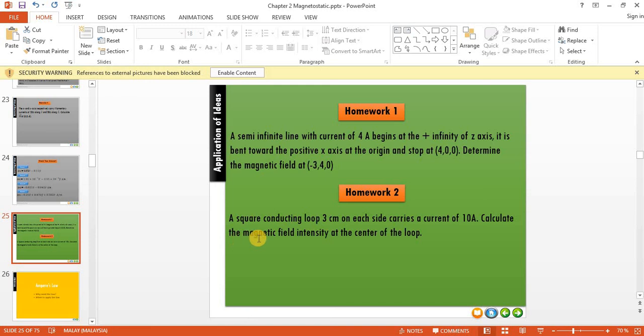So you have to calculate the magnetic field intensity at the center of the loop. In this case, the center of the loop can be at the origin. It depends on your assumptions, and you can also make the sides start from the origin. So I need you to try to finish this exercise.